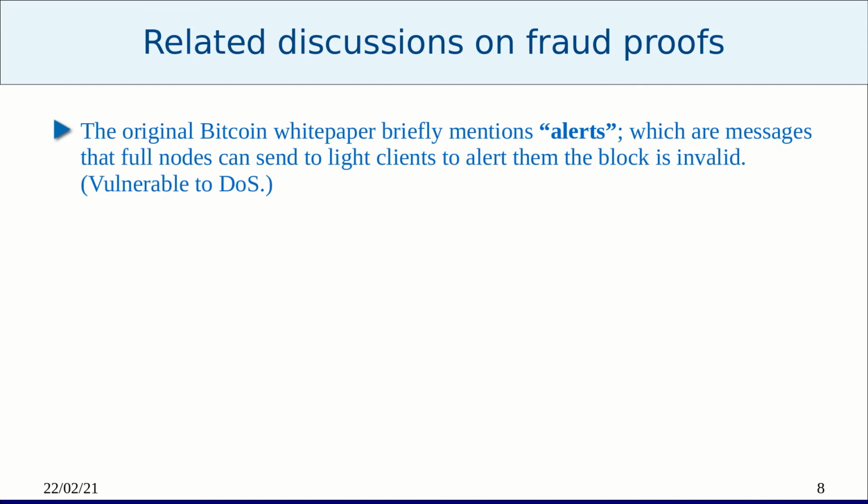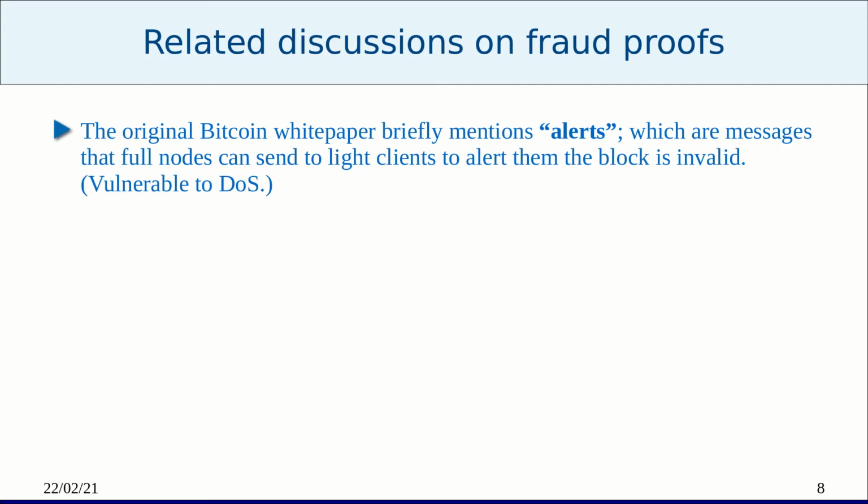Now, the original Bitcoin white paper actually mentions a similar idea called alerts, which are basically messages that a full node can send to a light client to alert them that a block is invalid. And that would prompt the light client to basically download that block and check whether it's valid or not.